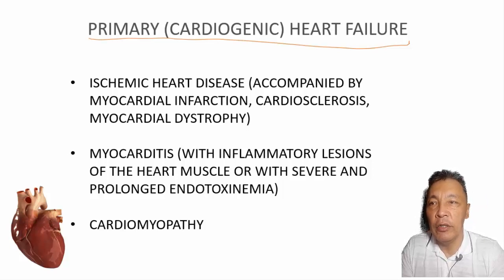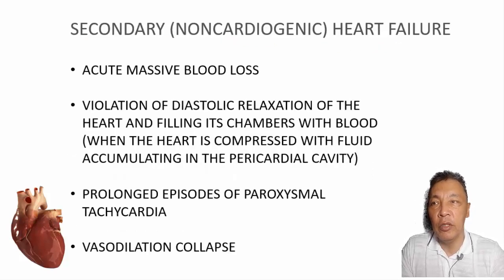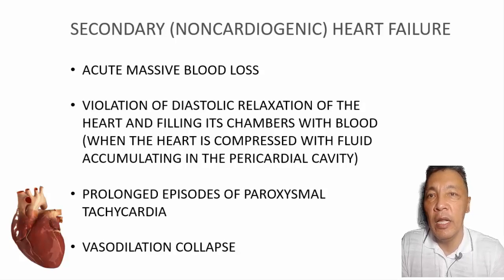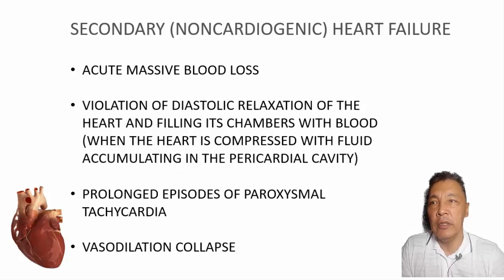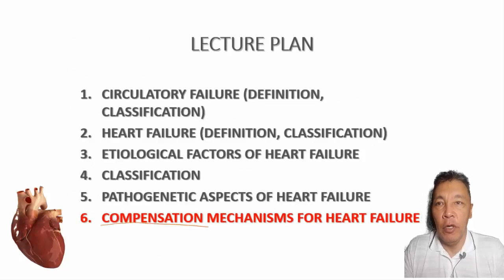Secondary non-cardiogenic heart failure is formed as a result of a primary predominant decrease in venous flow to the heart with close to normal contractile function of the myocardium. It is observed with acute massive blood loss, violation of diastolic relaxation of the heart and filling of its chambers with blood when the heart is compressed by fluid accumulating in the pericardial cavity, prolonged episodes of paroxysmal tachycardia, vasodilation, collapse.